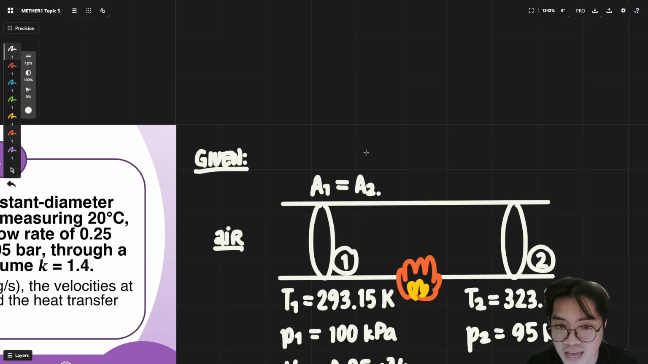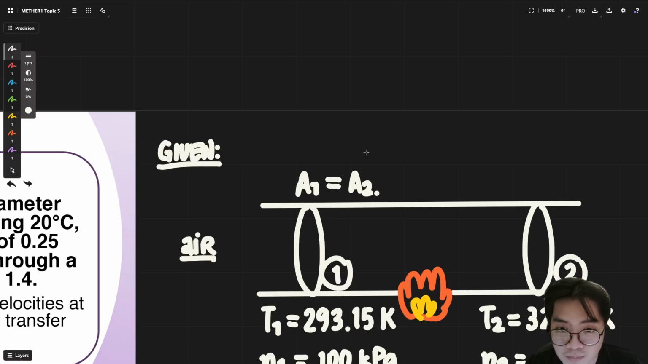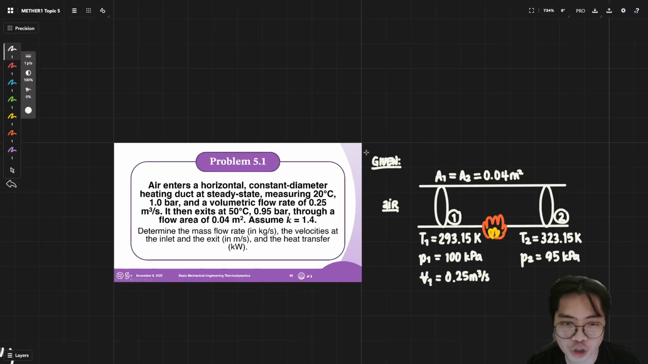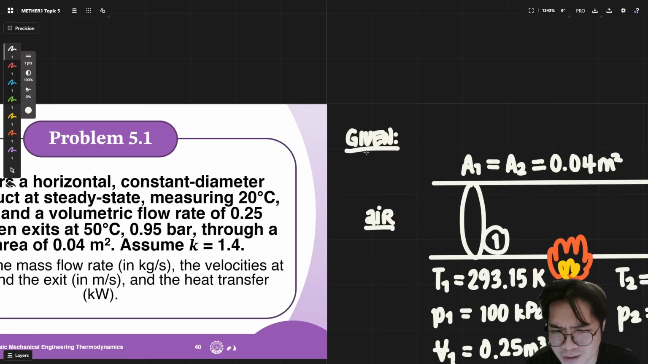Thing about this is that because technically that is only A2, the fact that we were already thinking about constant diameter, meaning constant area, that's another kind of mise en place. Now you already are kind of helping yourself out in the future. And hey, this is a good note, 0.04 meter squared. Assume k is equal to 1.4. Technically, I don't even need to take note of this, but there you go. Your k is 1.4.